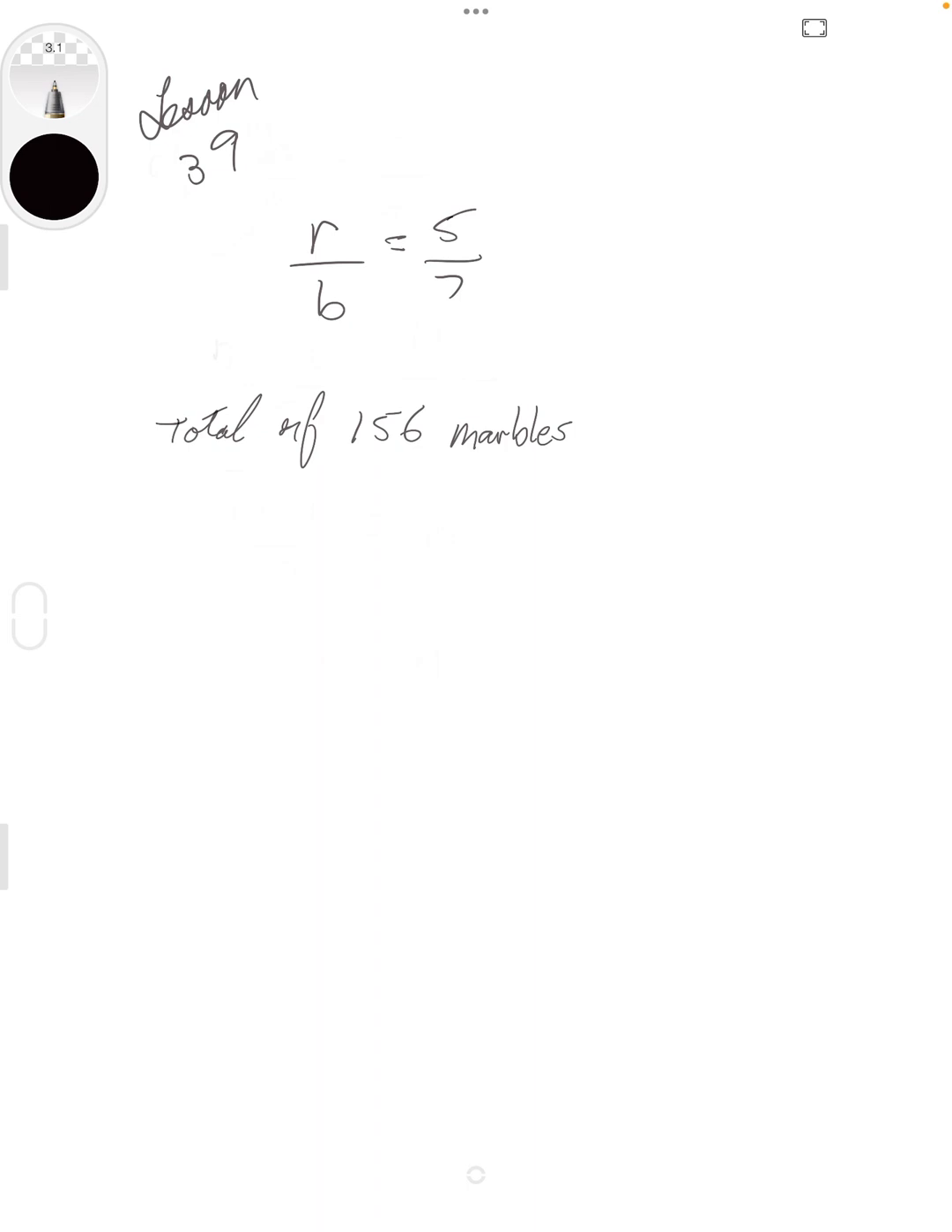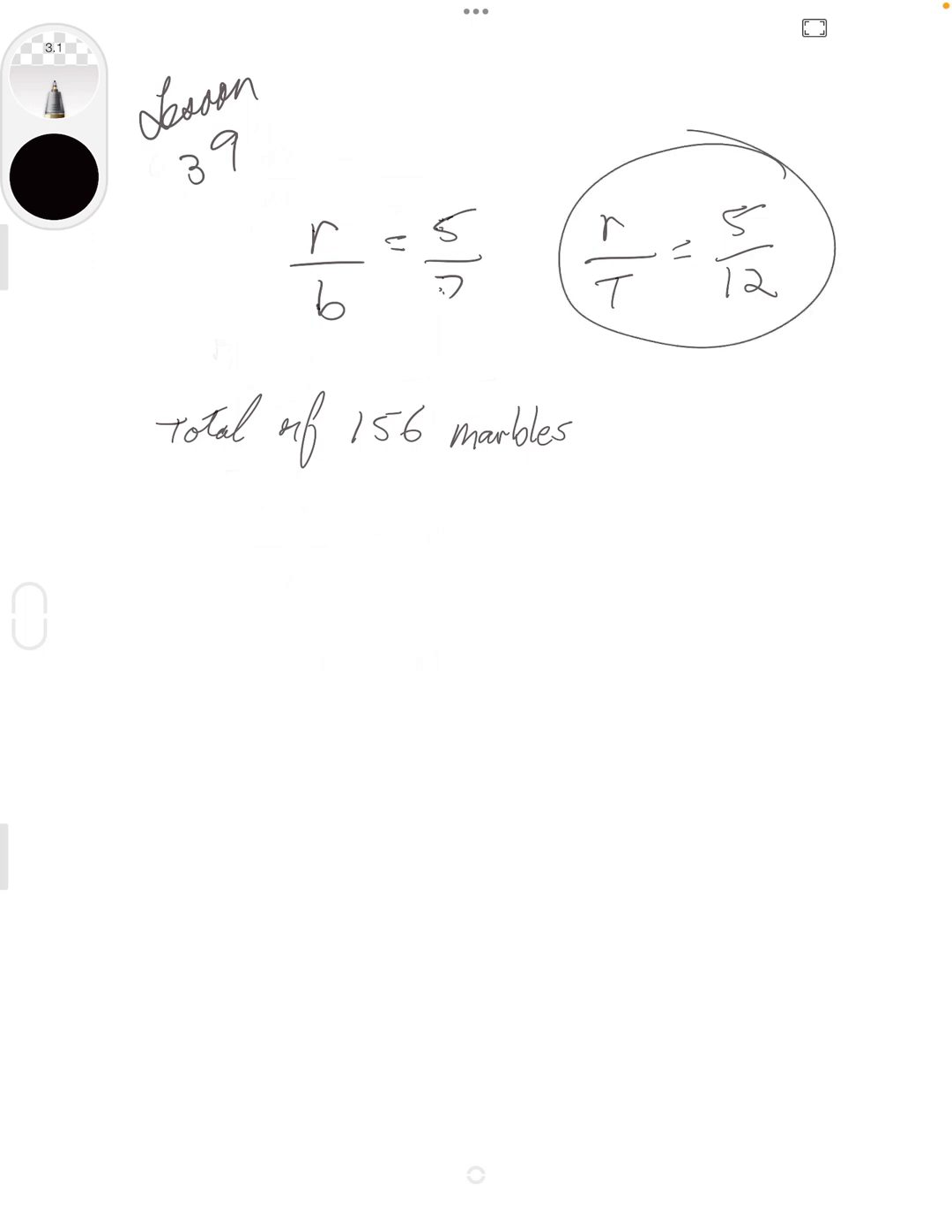Okay? So I don't know how many red. I don't know how many blue. So how do I do this one? Well, I can think of it this way. Red to blue is 5 to 7. Red to the total would be 5 out of 12, right? So there's 5 red to every 7 blue, or there's 5 red to every 12 total. So basically, you just have to add these up to get the total.